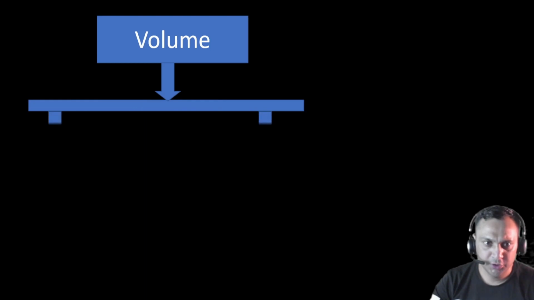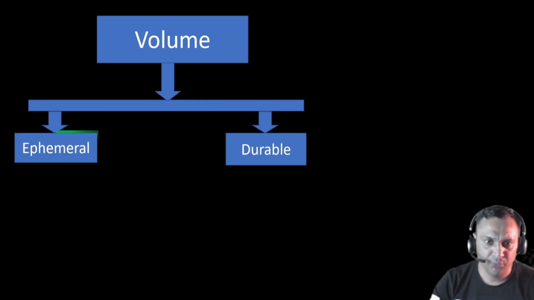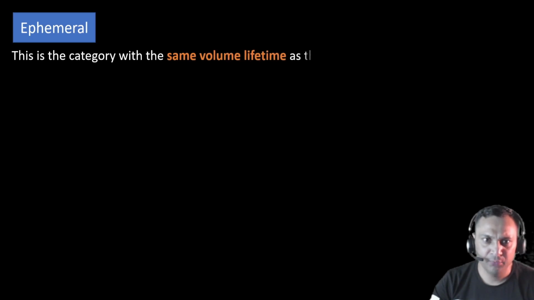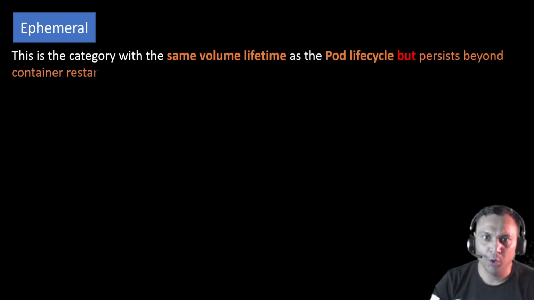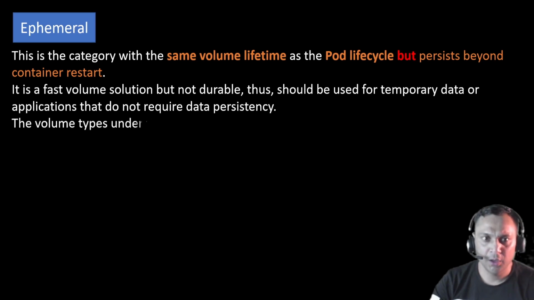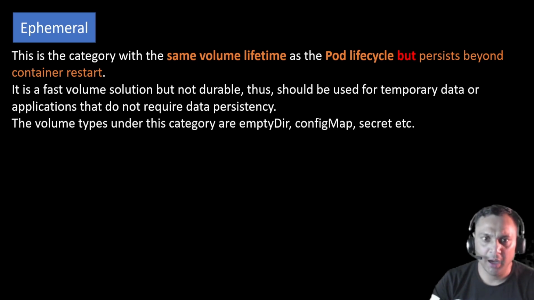Volumes are generally of two types, ephemeral and durable. Ephemeral is the category with the same volume lifetime as the pod lifecycle, but it persists beyond container restart. It is the fastest volume solution but not durable. It should be used for temporary data or applications that do not require data persistency. The volume types under this category are EmptyDir, config map and secret.